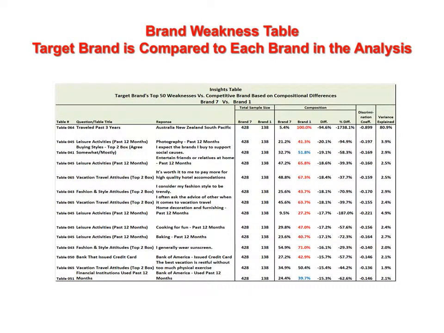A brand weakness table is identical to a brand strength table, except that the table is sorted in ascending order based on the percentage point difference in composition between the target and competing brands with respect to each measure.